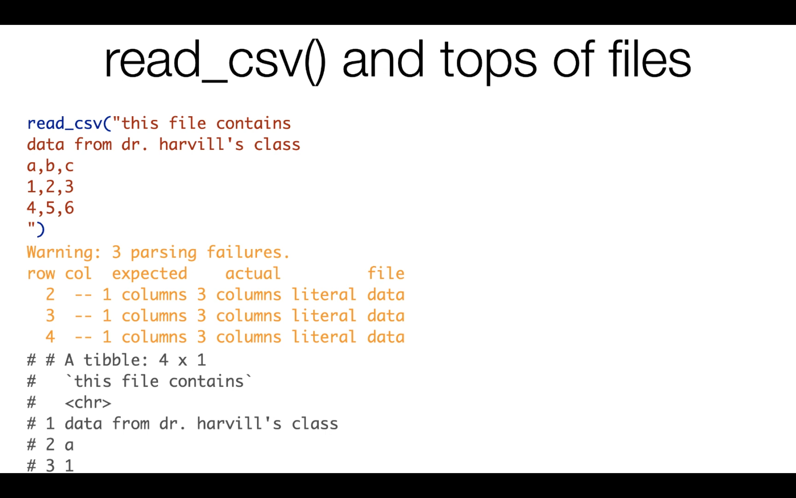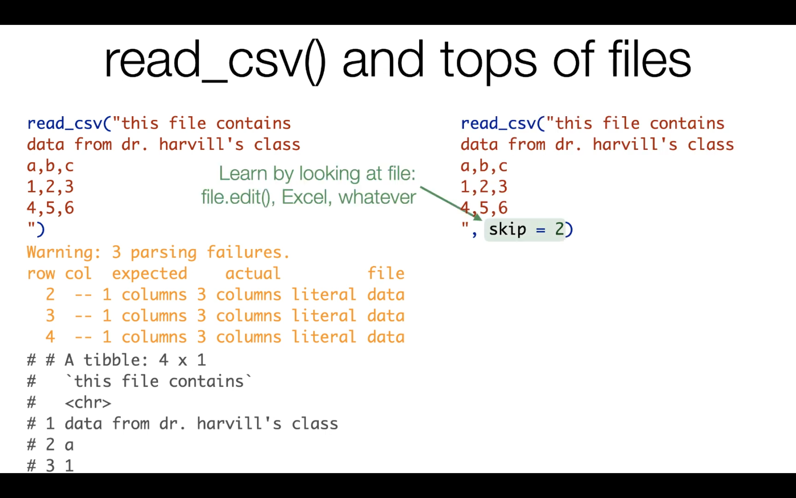You can get around this with read_csv by using the skip argument. The skip argument will tell you a number of lines to skip at the beginning of the text file. Now, the question would be, how do you know how many lines to skip? And to do that, you're going to use something like file.edit, or you'll open up the data set in Excel or something like that to actually just look at the data. Remember, that's a very important thing to do. And when you do this, of course, it reads it improperly.